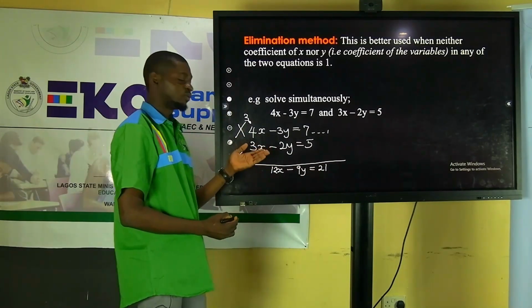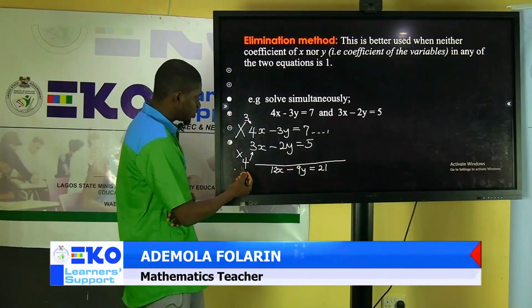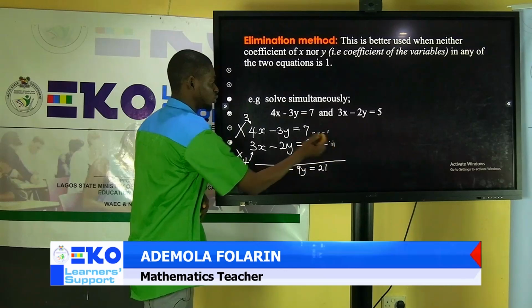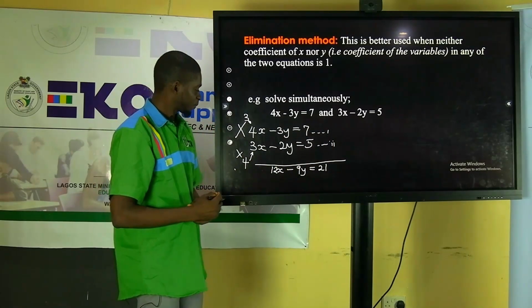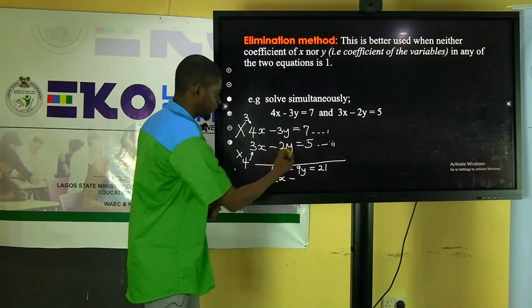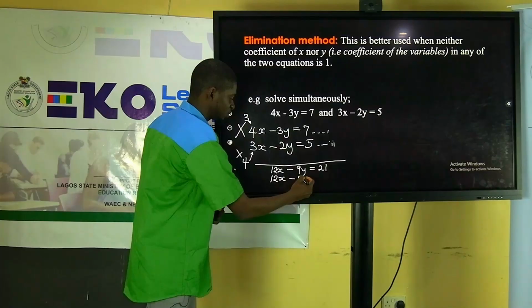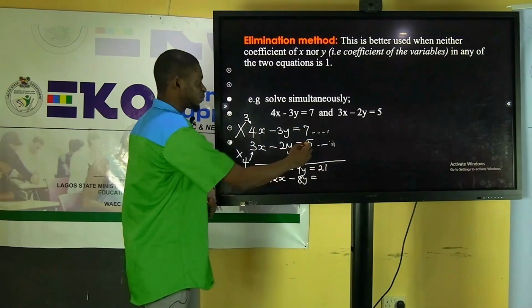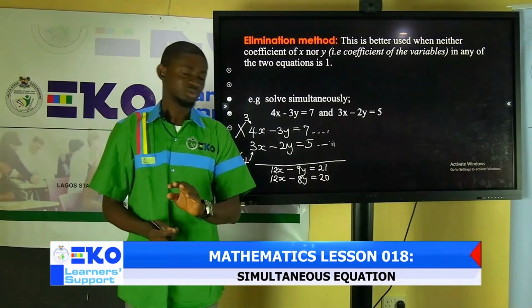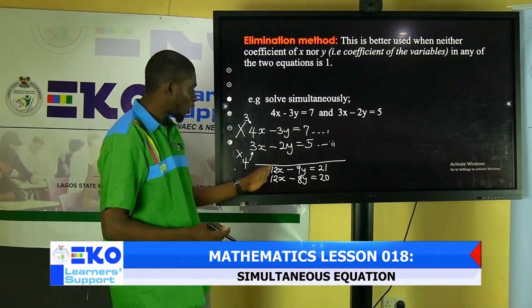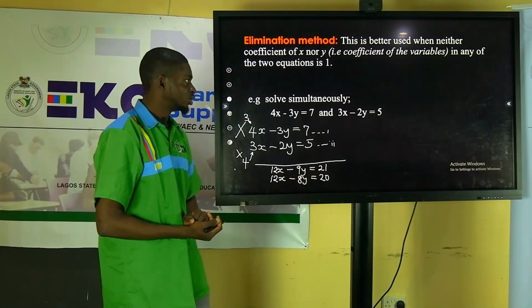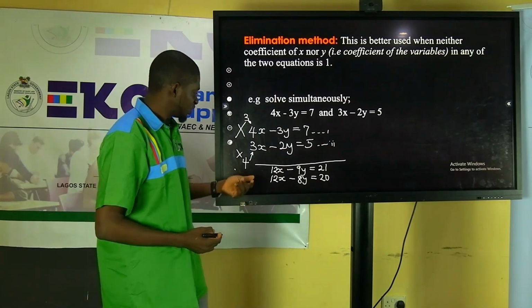So we've gotten something new. Again, we then use the coefficient of x here in equation 1 to multiply the one of equation 2. So 4 multiplied by 3x, we have 12x minus 4 multiplied by 2y, we have 8y equals 4 multiplied by 5, we have 20. Now we've gotten something new. Interesting part of it is that you now see that the coefficient of x in the two new equations are the same, right? So at this point, the best way for us is to eliminate it.